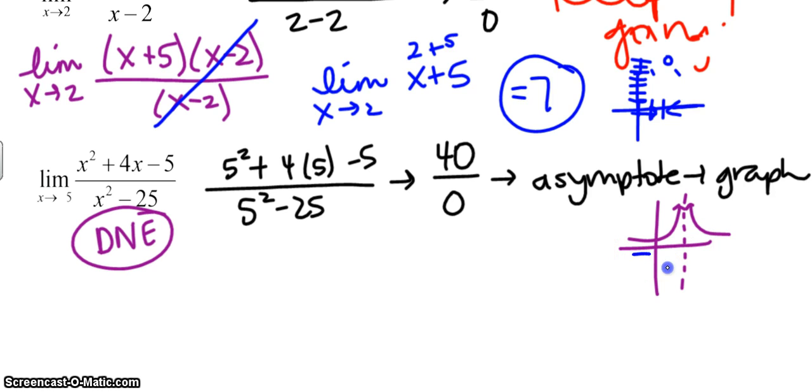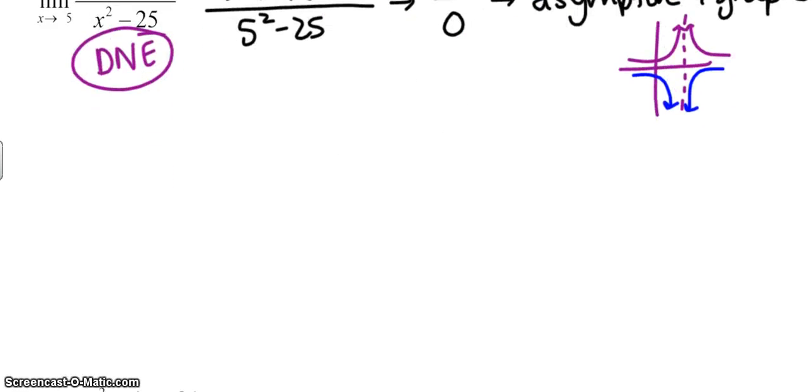If my graph had looked something like this, you could say negative infinity, because both ends are going to negative infinity. But because one of ours was going up and one was going down, overall our limit does not exist.